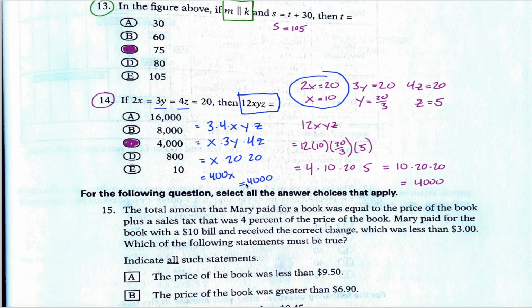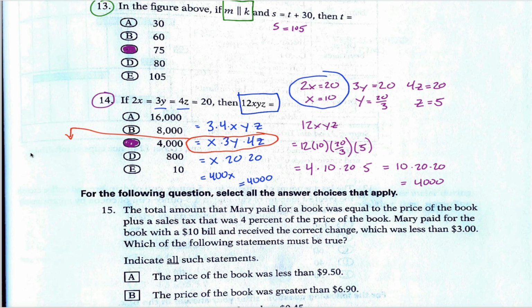I don't know that this is necessarily any easier than what we did over here. Maybe it's slightly faster, but it relies on you thinking to do it this way under the pressure of a test. Maybe for this specific use case, this more straightforward way is the better way to go. I don't know. Before ending this video, I just want to point out that in this stage right here, when I had x times 3y times 4z, instead of putting in 20 for 3y and 20 for 4z using this compound equality, I could have plugged in 2x for 3y and 2x for 4z.